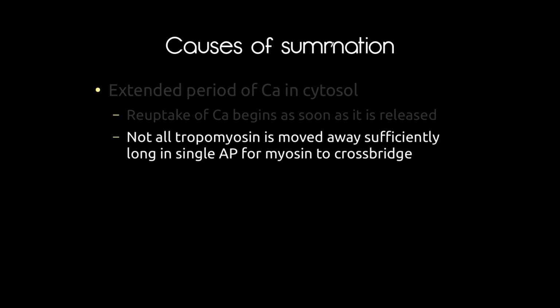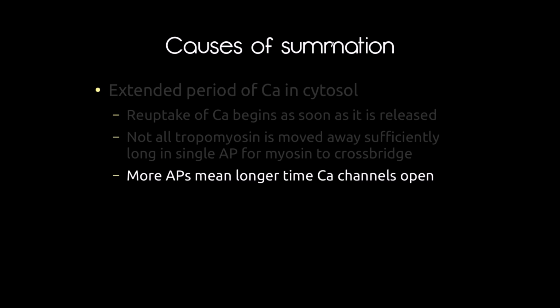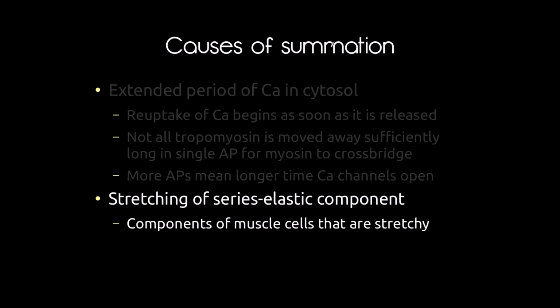However, when we have more action potentials, it means these calcium channels are going to be staying open for a longer amount of time, because the voltage-gated calcium channels in the T-tubule are continually opening, which means that we have more calcium being dumped into the cytosol. And what that means is we're going to have more calcium in there, so we get longer amounts of time where the tropomyosin is away from the actin binding sites for the myosin, and we get more time that we can actually get this ratcheting effect.